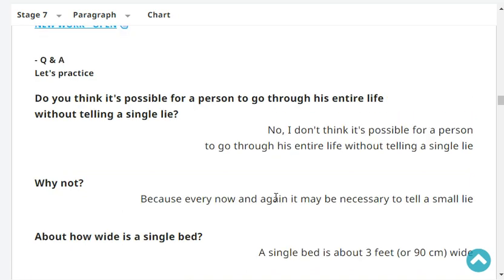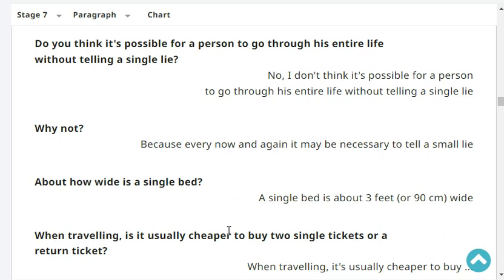Very good. Do you think it's possible for a person to go through his entire life without telling a single lie? No, I don't think it's possible for a person to go through his entire life without telling a single lie. Why not? Because every now and again, it may be necessary to tell a small lie.